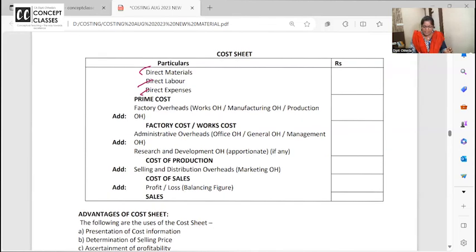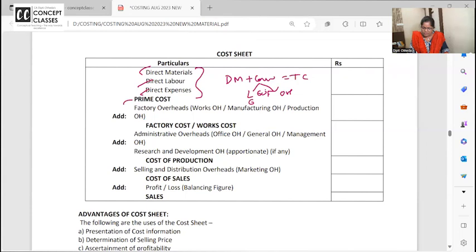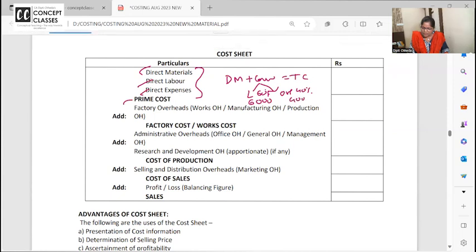All these material, labor, overhead put together is called prime cost. Many times they give direct material plus conversion cost as total cost. Now what is conversion cost? Labor and overhead. If they give 60% of the conversion cost, labor is 6,000. Can I say 40% of the conversion cost is overhead? That is 4,000. So this is also a concept which you should all know.